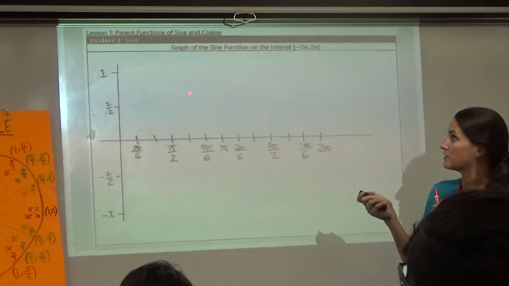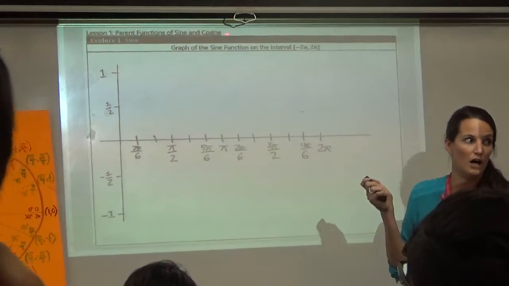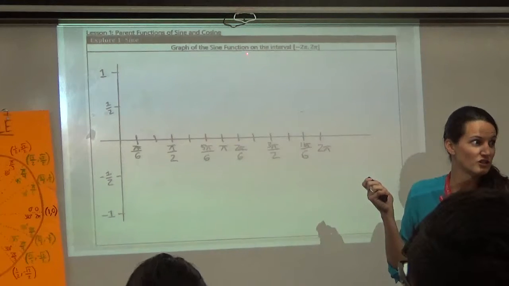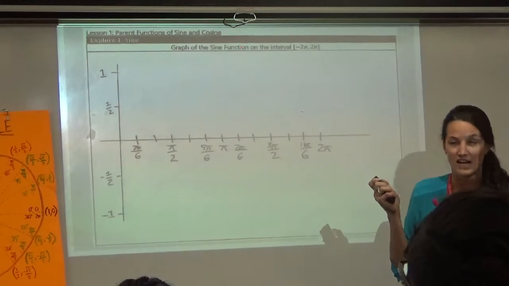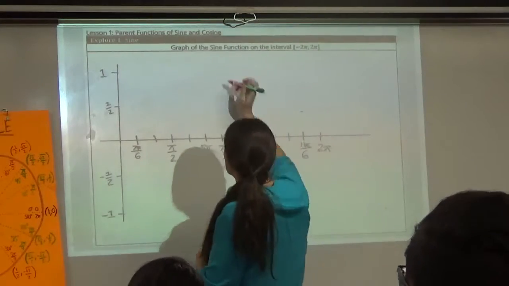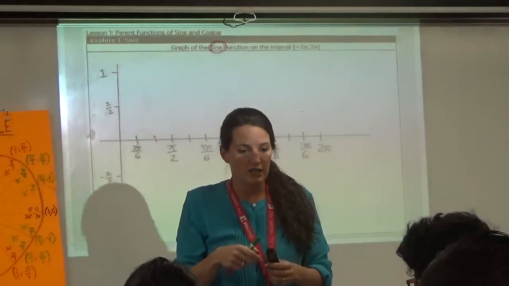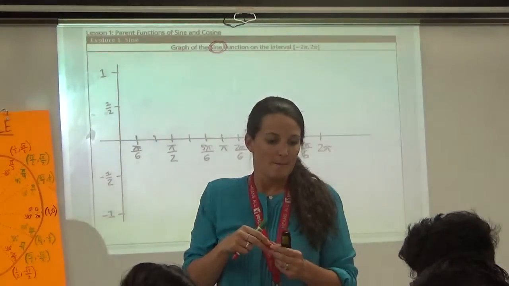So we're going to start with this one. Take a look at your notes. Graph of which one? Sine. So circle that. We're going to start with just sine. It's important for us to know which one we're looking at. So we're going to look at sine first.